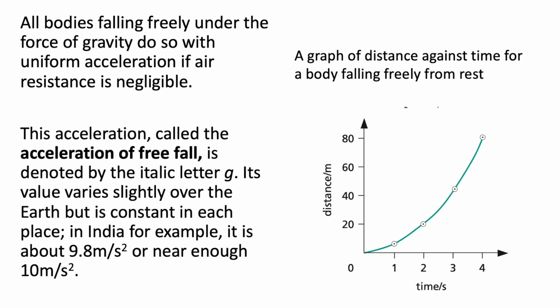You can see a graph of distance against time for a body falling freely from rest. Distance is plotted along the y-axis, time along the x-axis. At the starting time, the distance is 0. It's about to be released. Then what happens to its velocity? The velocity is increasing. So during free fall of an object, the velocity increases with time, but the acceleration is constant. And the value of acceleration due to gravitational force of Earth is approximately 9.8 meter per second squared.